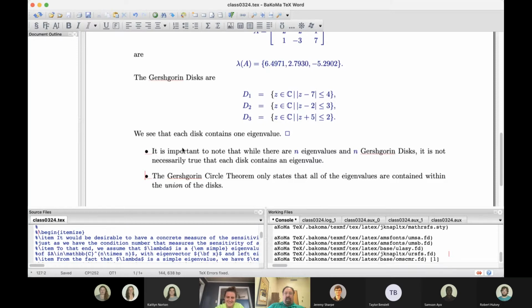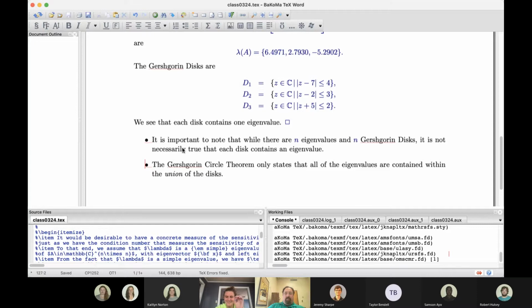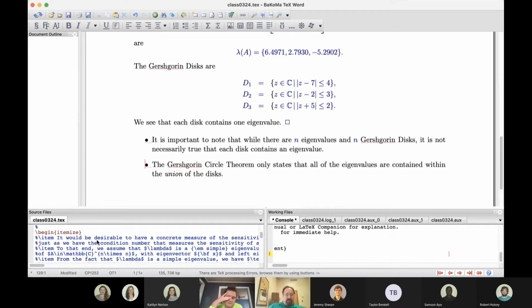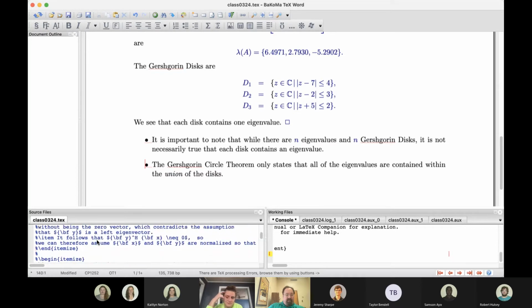Now, with the Ax equals b problem, we have a straightforward measure of sensitivity. That's the condition number of a matrix. We'd like to have the same kind of thing for the eigenvalue problem, if we can. Okay.